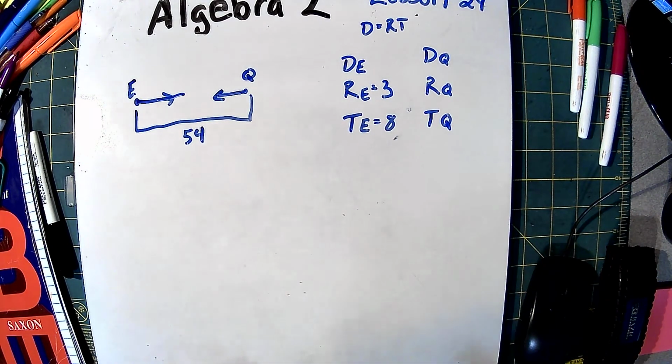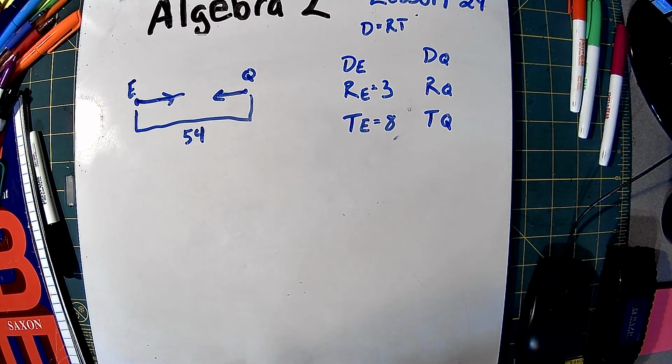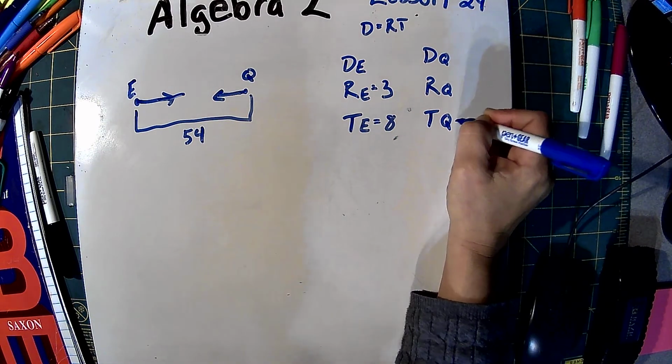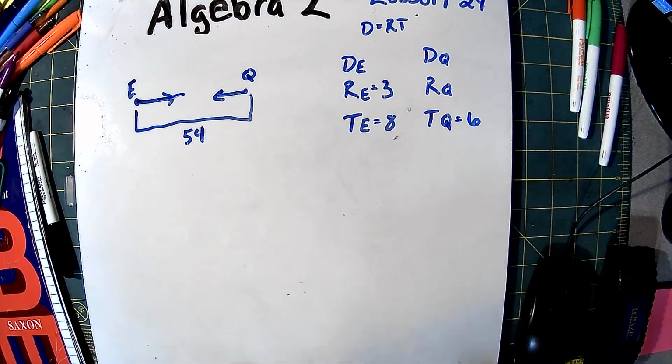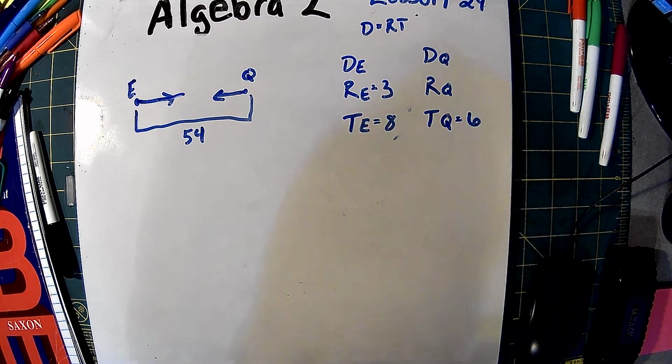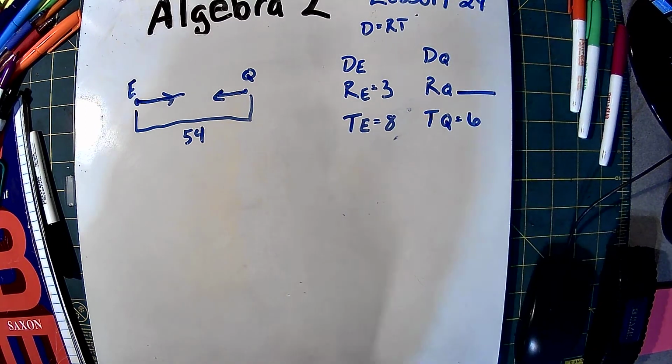Okay. And then we've got, 2 hours later, the Queen set out to meet him. So that means she started at 10 o'clock. Her time is 6 hours, because it was 2 hours later when she started. How fast did the Queen travel? So the rate of the Queen is what we're trying to find.